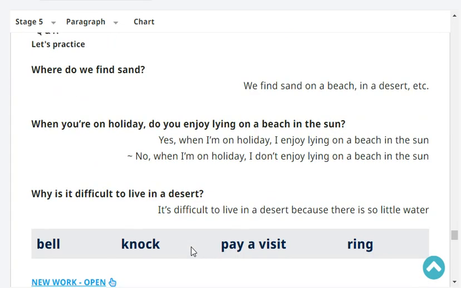Where do we find sand? We find sand on a beach, in a desert, etc.